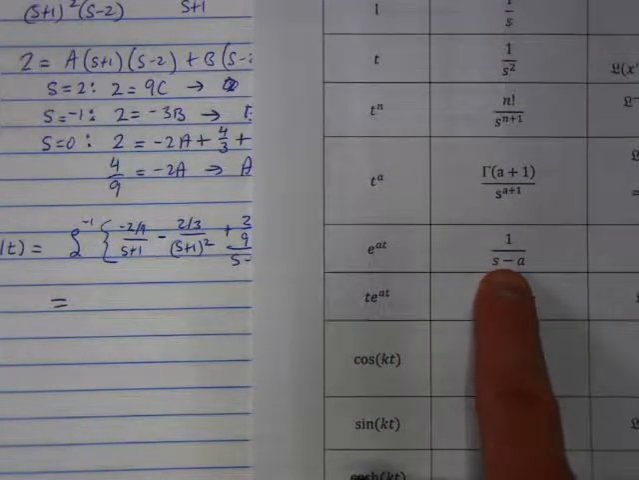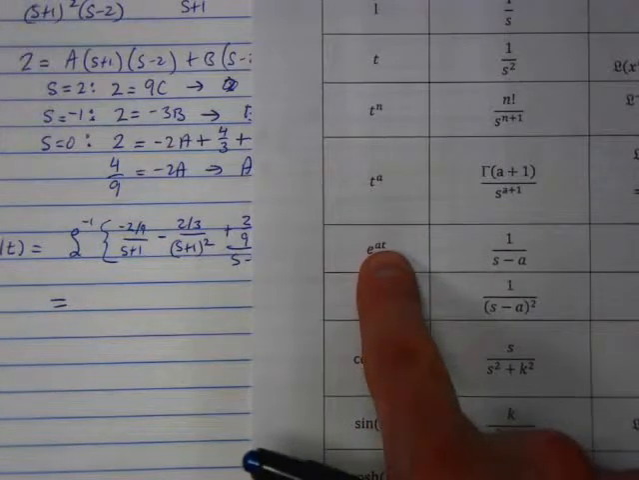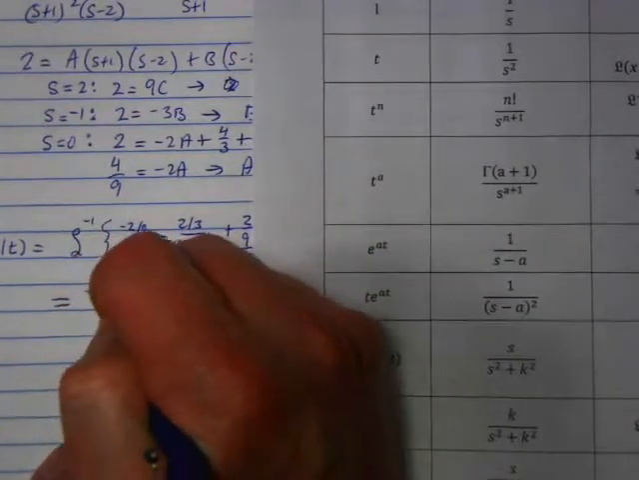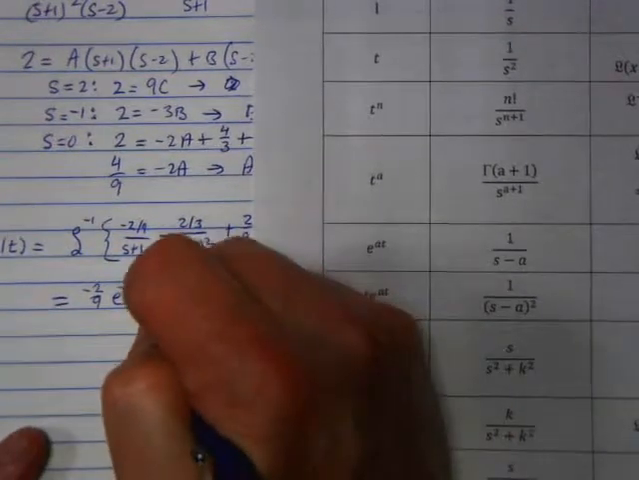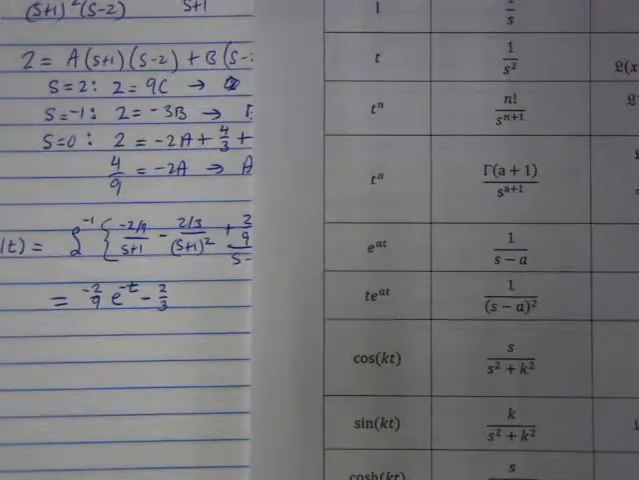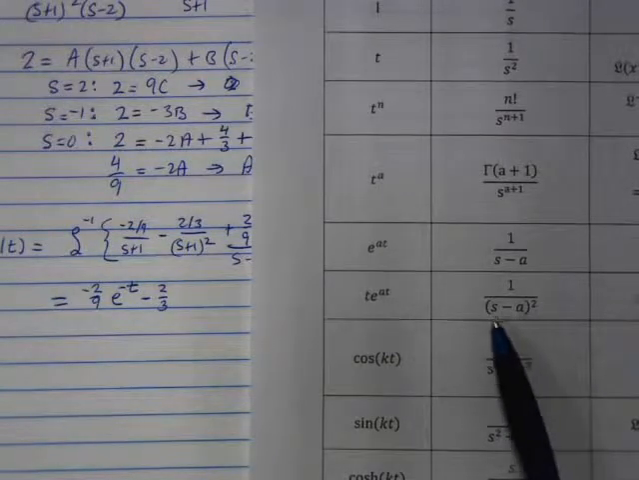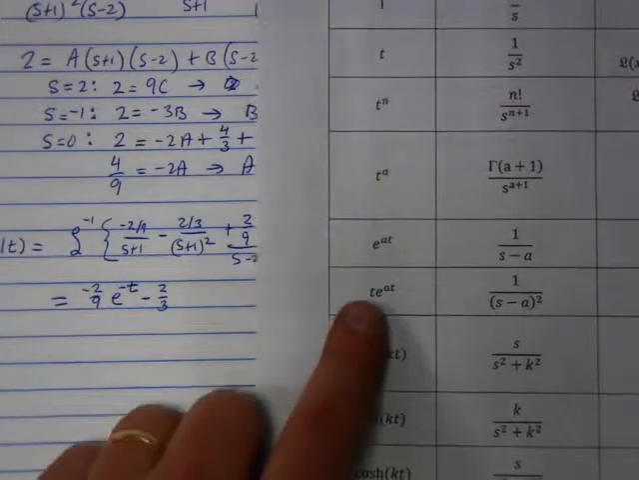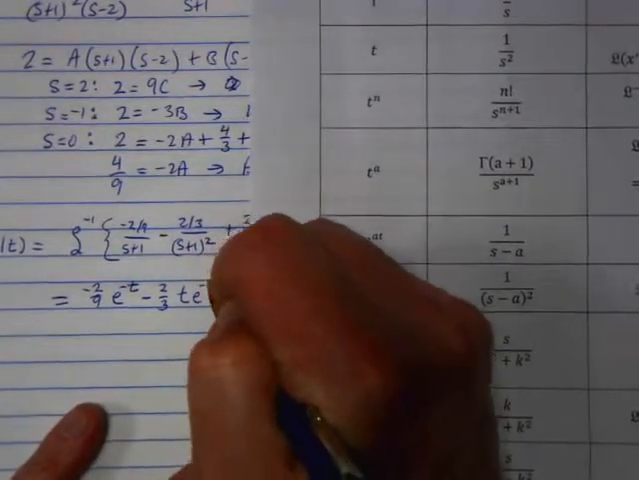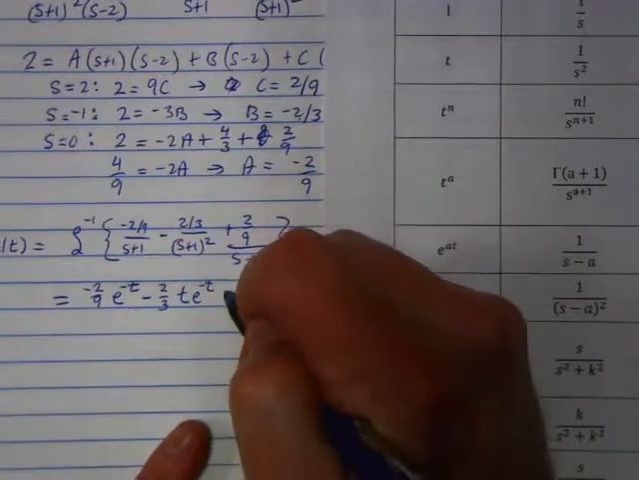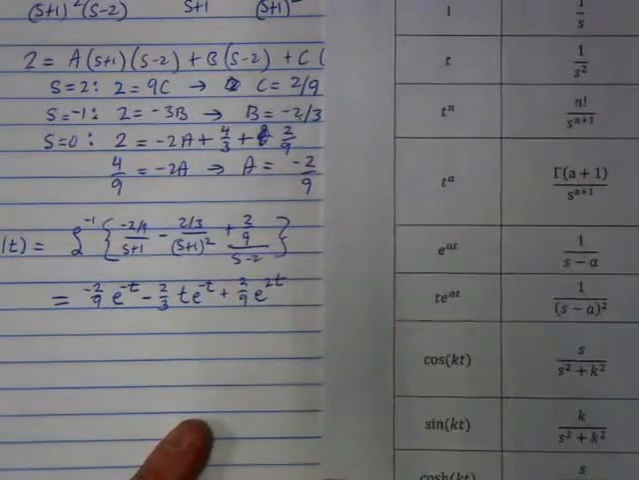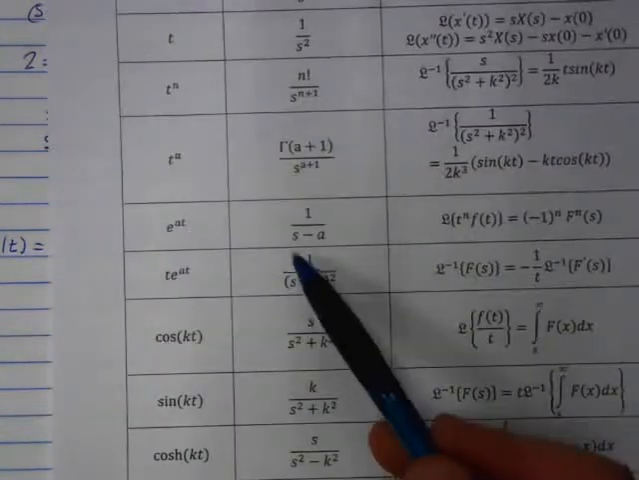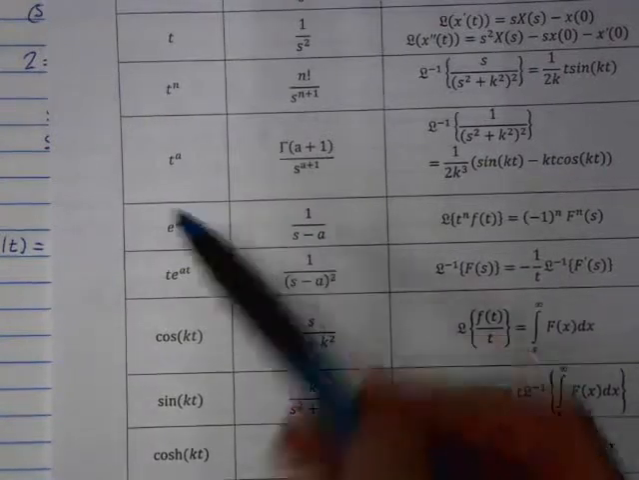It's the same as s minus negative 1, so that's going to be e to the negative t. So that one's negative 2/9 e to the negative t. Minus 2/3. Do you see one that has an s plus 1 squared down on bottom? Right here, s minus negative 1 squared. So that one's got a t, e to the negative t. And then finally, plus 2/9 e to the positive 2t. Because you have s minus 2, a is the number 2.